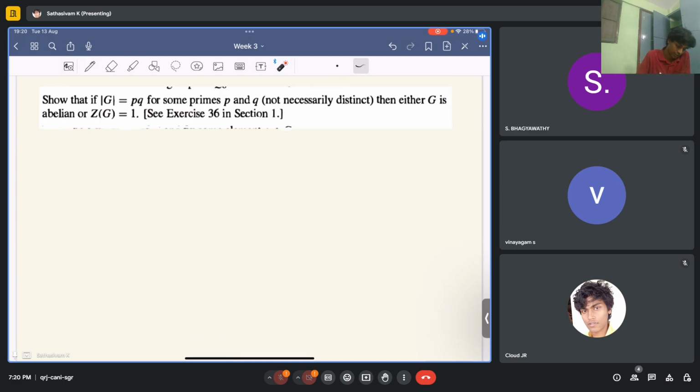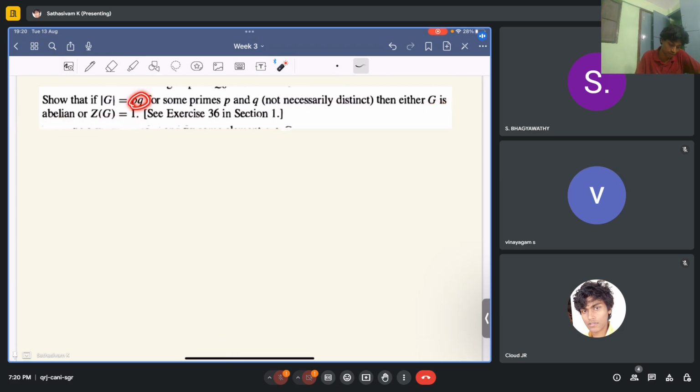So here is another question. It says let G be of order pq, where p and q are primes, and they do not need to be distinct. The question says that then either G is abelian or the center of G is trivial. Right now we are not classifying it, but it tells you whether this statement is true or the other statement is true. So basically it says G is abelian or the center of G is 1.